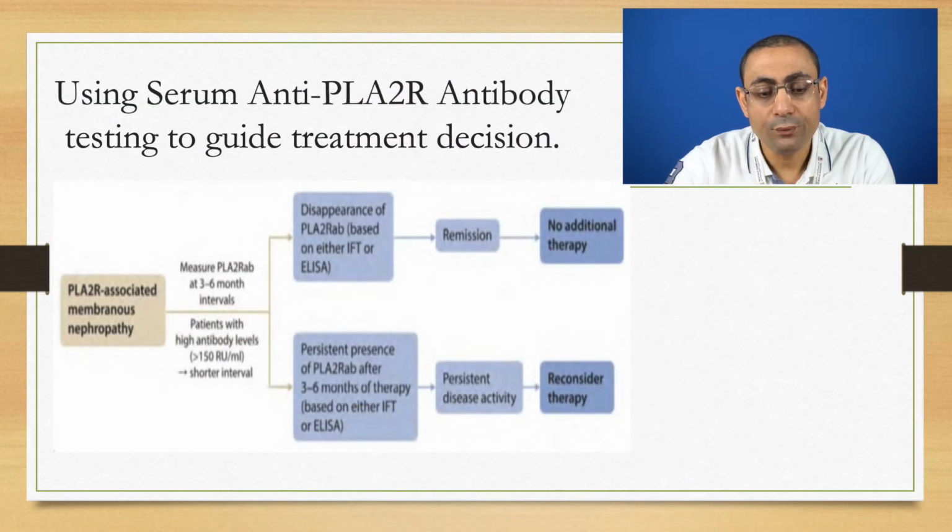Another important issue is using the serum anti-PLA2R antibody test to guide treatment decisions. So how can you use antibody testing to guide treatment? For a patient with primary membranous nephropathy and positive anti-PLA2R antibody, we keep conservative management for 3 to 6 months and check the antibody level. If the antibody disappears, this means the patient is going into remission, so no additional therapy is needed. But if the titer is increasing or the proteinuria is deteriorating, this means persistence of disease activity, and here we consider starting immunosuppression.